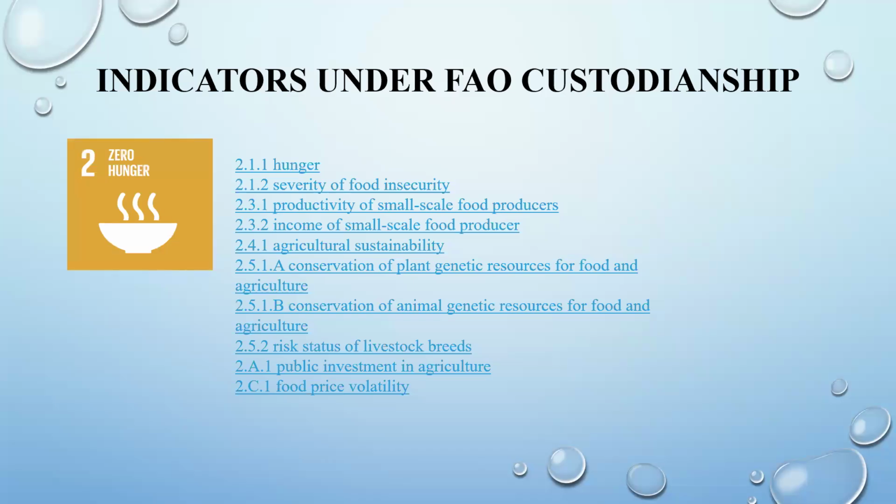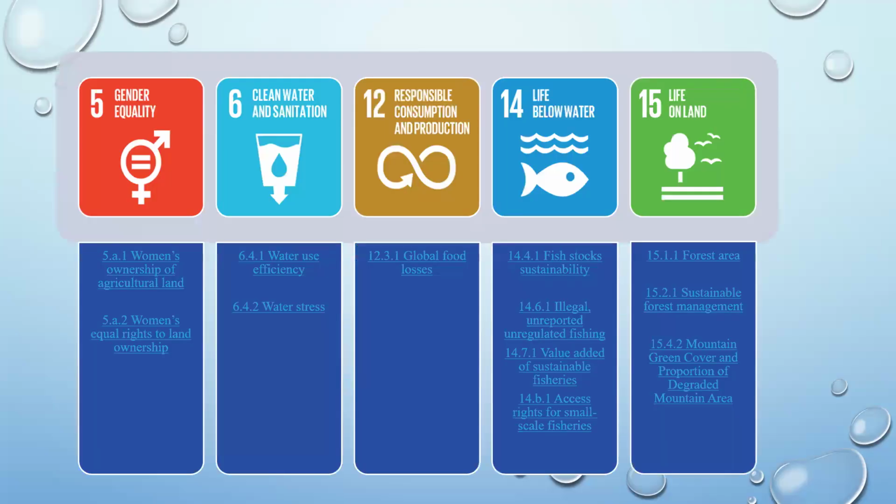So the indicators which are under FAO custodianship in zero hunger are the following: prevalence of undernourishment, severity of food insecurity, productivity of small food producers, income of small-scale food producers, agricultural sustainability, conservation of plant genetic resources for food and agriculture, conservation of animal genetic resources for food and agriculture, risk status of livestock breeds, public investment in agriculture, and food price volatility. The next SDG is gender equality. The indicators are women's ownership of agricultural land and women's equal rights to land ownership.